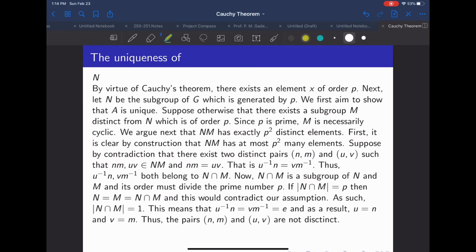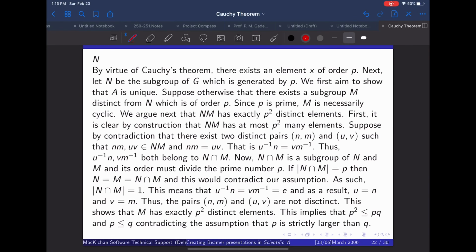All right, so this shows that nm has exactly p square many elements. But then this will imply that p square is less or equal to pq, right? Because nm is contained in G, which has order pq. And p must then be less or equal to q, right? If you take p times p is less or equal to pq, and then you divide by p, you get that p is less or equal to q, contradicting the assumption that p is strictly larger than q. So therefore N must be unique. The assumption that N is not unique is false. Okay, so N must be unique.